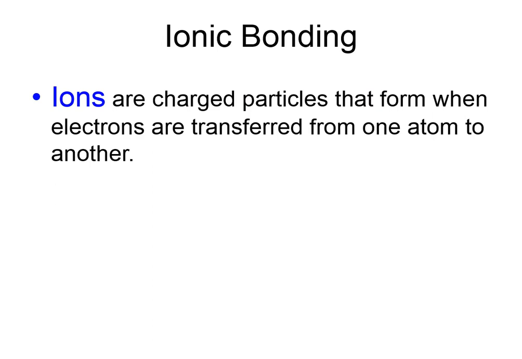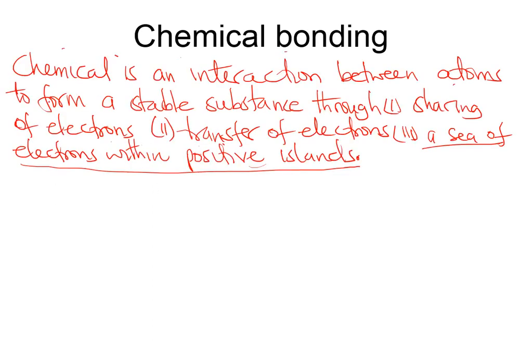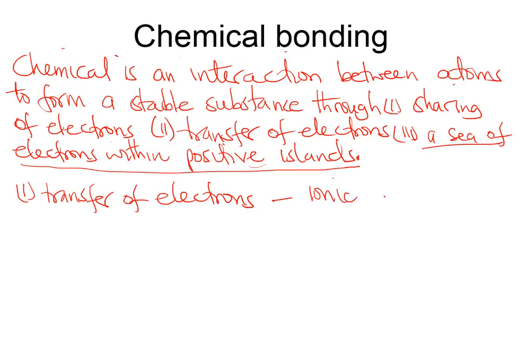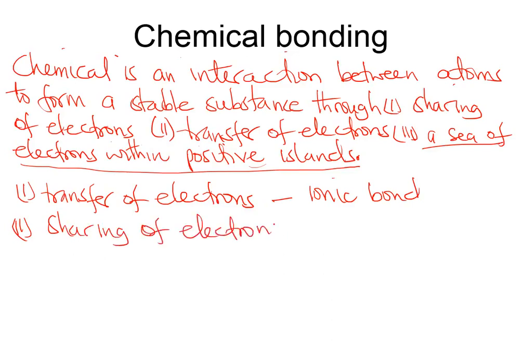So what is this? We have 3 types of chemical bonds, as you can see here. 1, 2, 3. A bond that forms through transfer of electrons is known as ionic bond. A bond that forms through sharing of electrons is known as covalent bond.